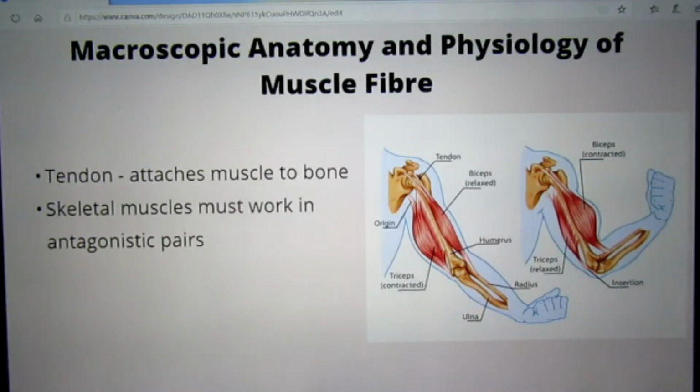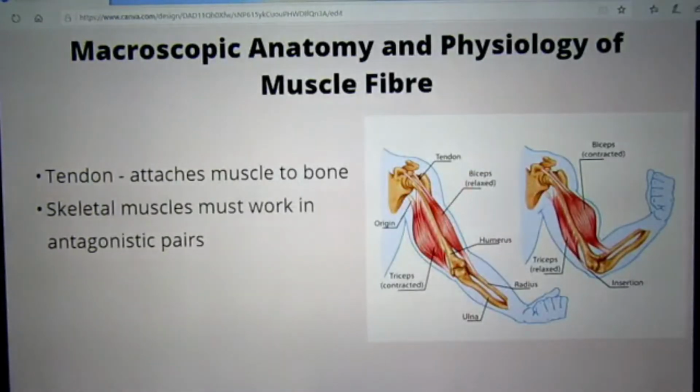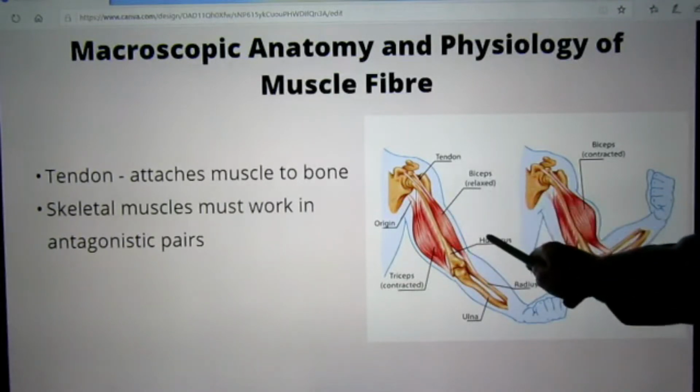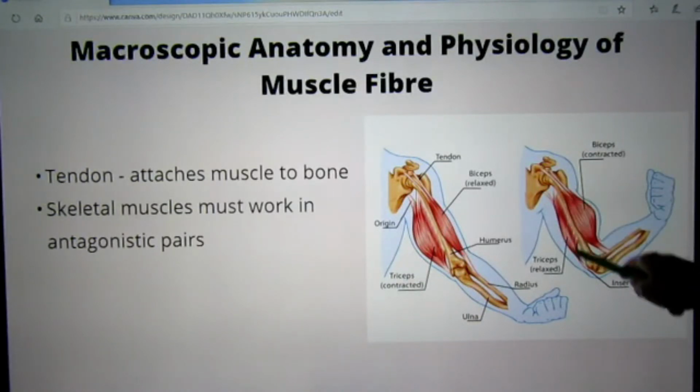Then, when we have muscle, we have skeleton, how do we move? We need a structure called tendon. Tendon is a structure that attaches muscle to bone. And skeletal muscles must work in antagonistic pairs, which is when one muscle contracts, another muscle must relax. And when the other muscle contracts, this one should be relaxed, because muscle can only contract but can't extend. Therefore, muscle must work in antagonistic pairs.